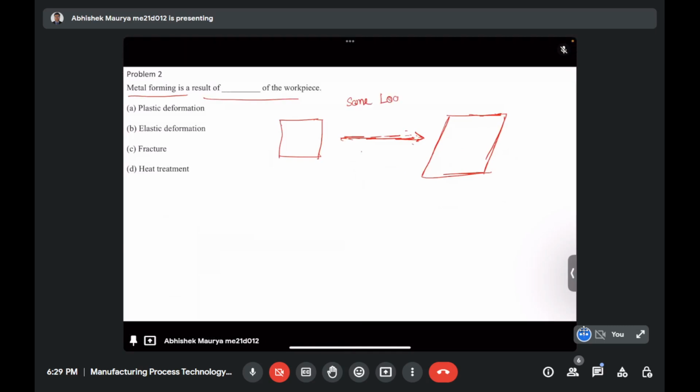Okay, we have added some load, and with the application of load, we try to change the shape of the workpiece, and that is called metal forming. It is a shape change, and this shape change is permanent. Permanent deformation is called plastic deformation. So the correct answer is A, the plastic deformation.